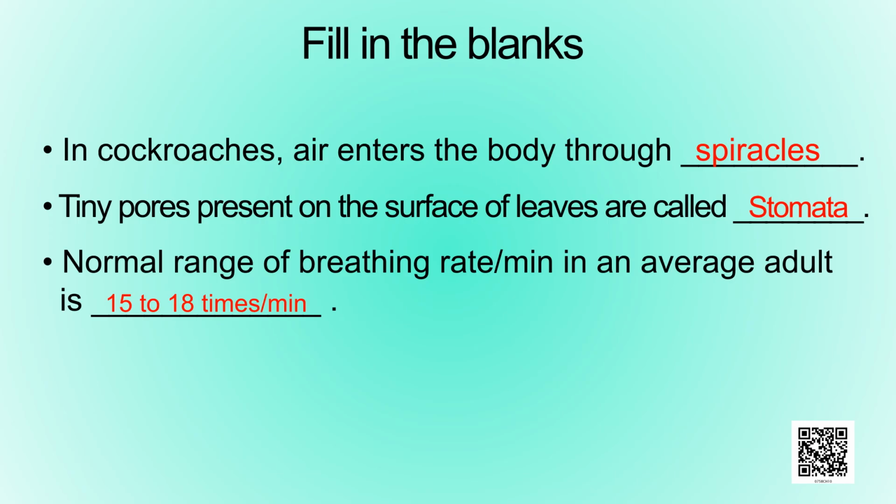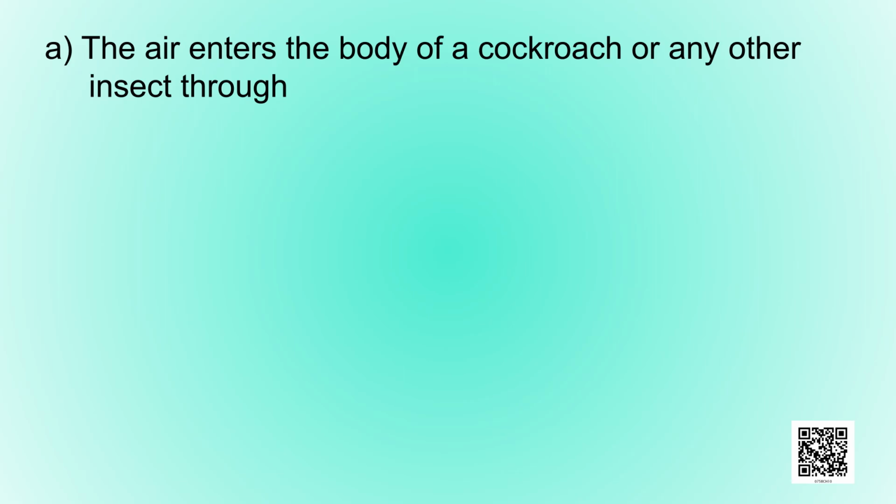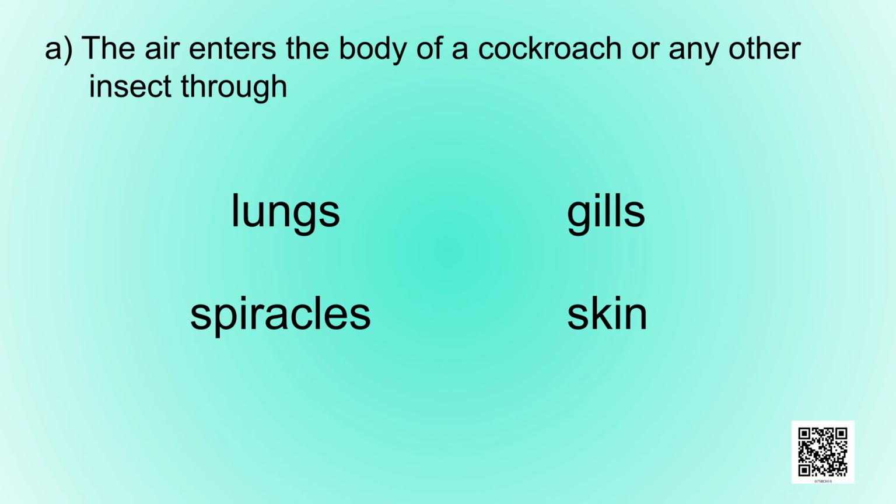In your next question, you are given some options in the answer and you have to choose the correct answer from the given options. So your first one is, the air enters the body of a cockroach or any other insect through. Your options are A. lungs, B. spiracles, C. gills, and D. skin. I'm repeating the options: lungs, spiracles, gills, and skin. And the correct answer is spiracles.